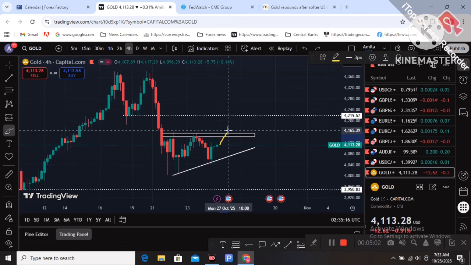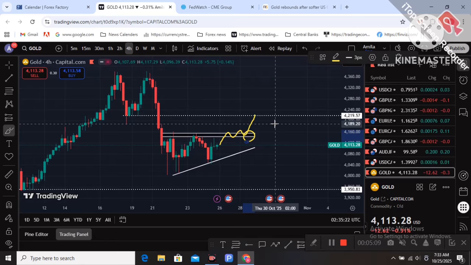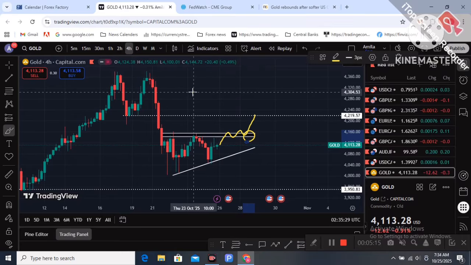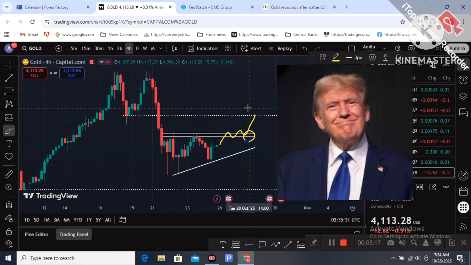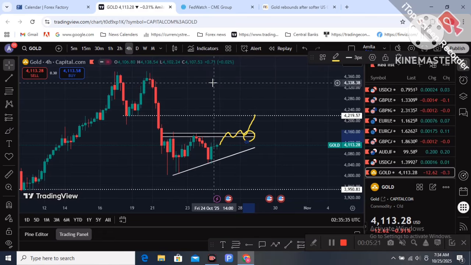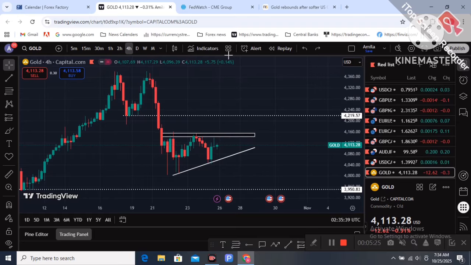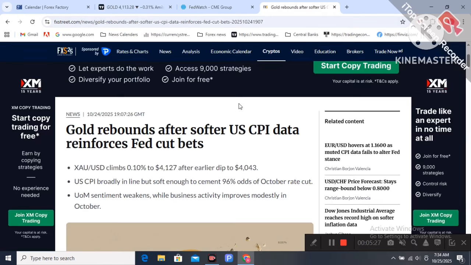With the decision at next week's FOMC meeting, it can go like this or drop to the downside. On the other side is Donald Trump. He is pushing to cut the rate, and the US government shutdown is still continuing. So this supports the gold price, with demand to the upside. The US government shutdown is still continuing.